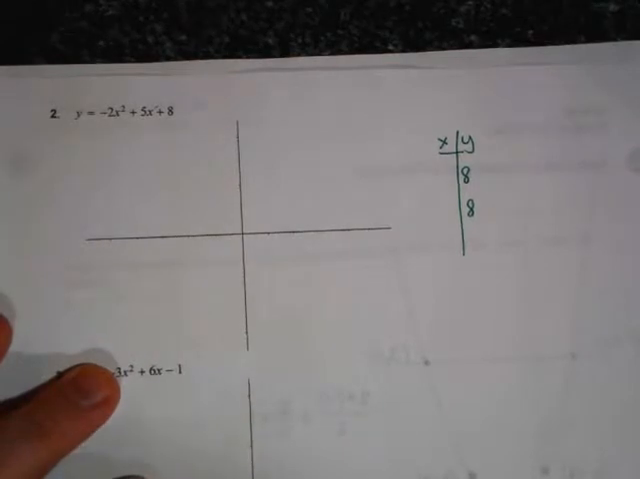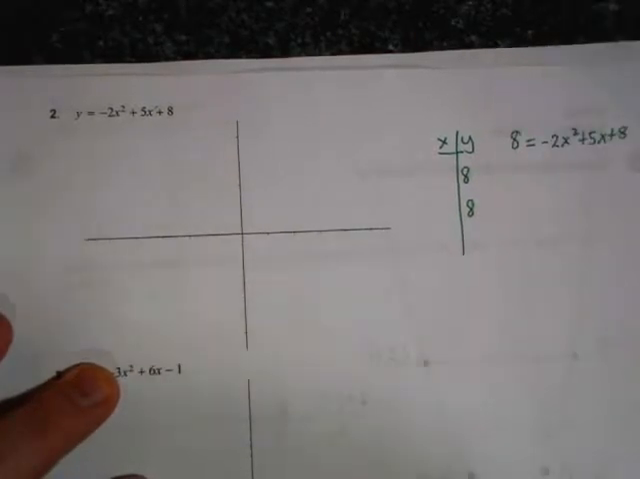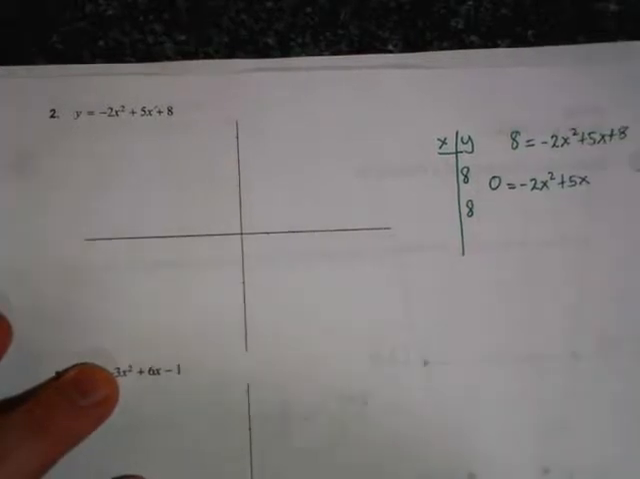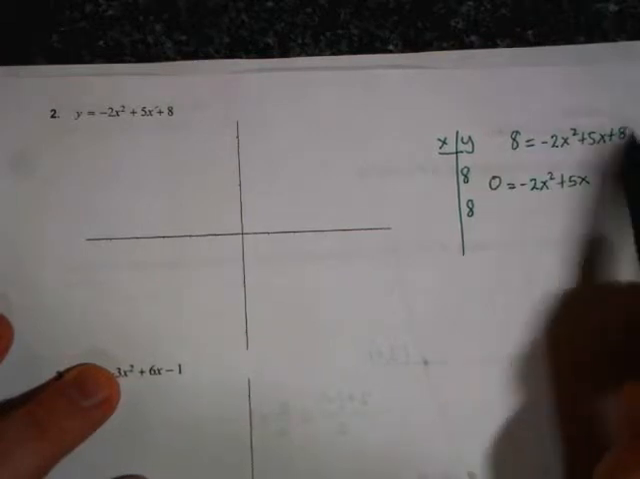Alright, so to find the vertex, I'm going to build a table. I'm going to plug in whatever this number is right here, but I'm going to plug it in for y, and we're going to get 2 answers. So we're going to have 8 equals minus 2x squared plus 5x plus 8. We're going to subtract the 8 on both sides. That gives 0 equals minus 2x squared plus 5x. Again, the reason we picked this number 8 is so that those things do add up to 0. Those go away. That allows us to factor.